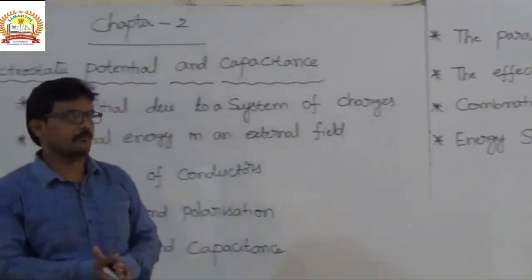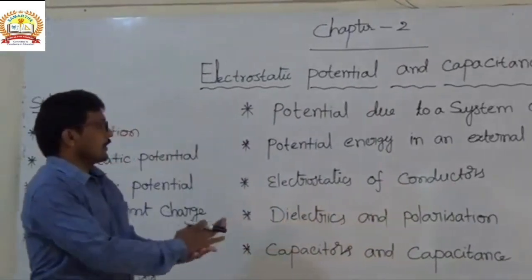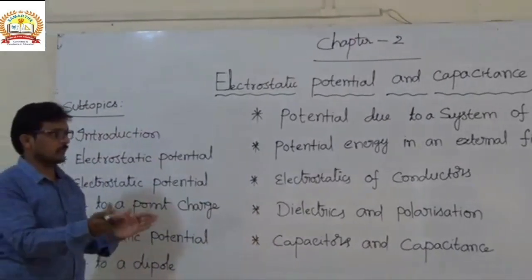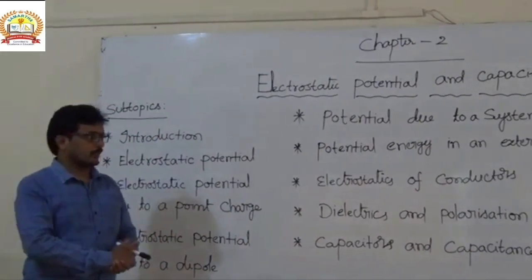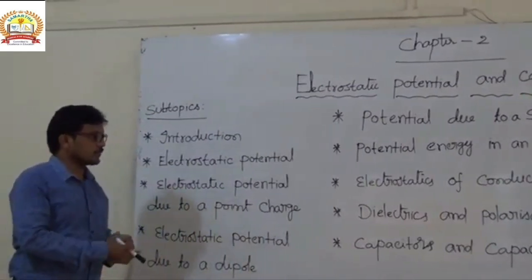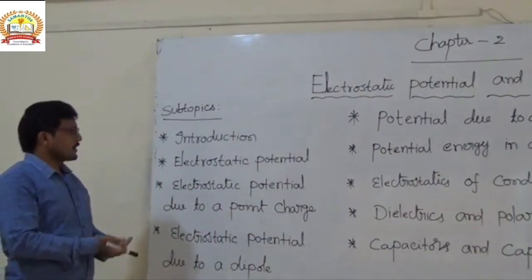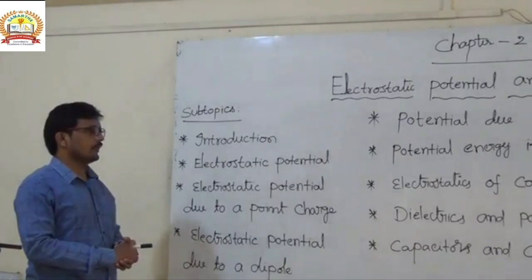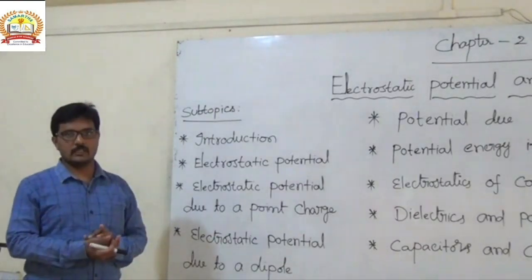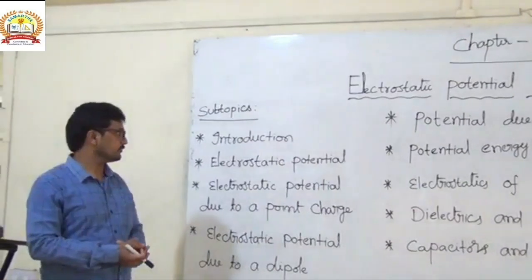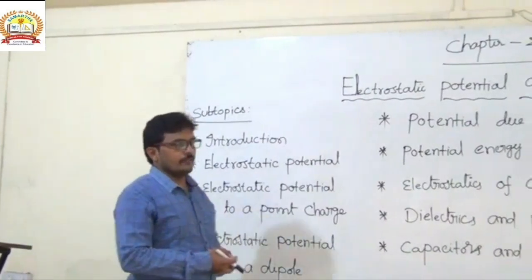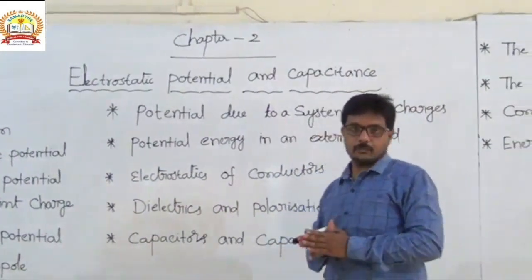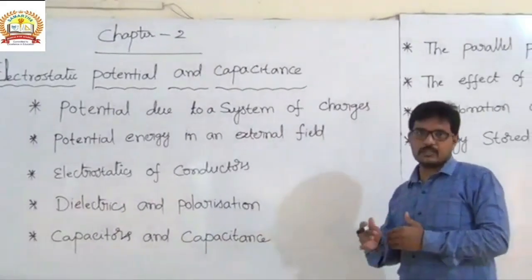These are the topics from electrostatic potential and capacitance. Van de Graaff generator also is there, but that is deleted from the syllabus. So first we see the importance of electrostatic potential, where we use the electrostatic potential and the capacitance, and where we are using electricity, there the concept of electric potential will arise.